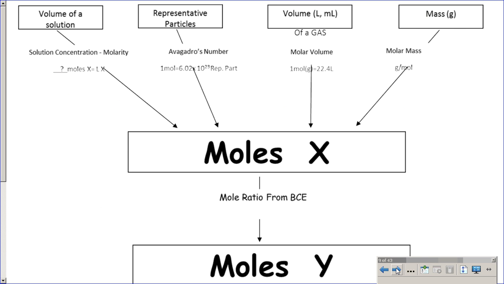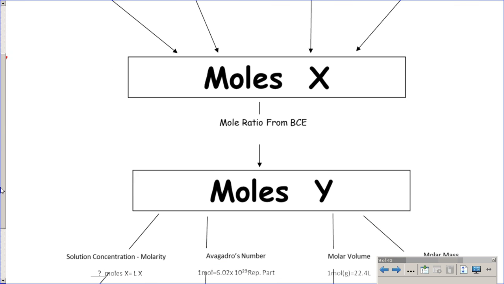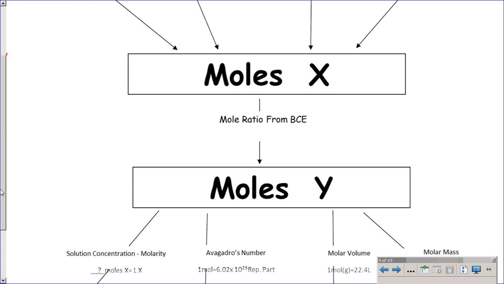This is the one you have in your paper. You find it? Okay, so I'm just going to tell you to fill in the blanks on a couple of these because I did leave you some blanks, I think. The first thing I'm going to hone in on is the fact that, right smack in the middle, you have moles of X to moles of Y. You have to use the mole ratio system from the BCE.